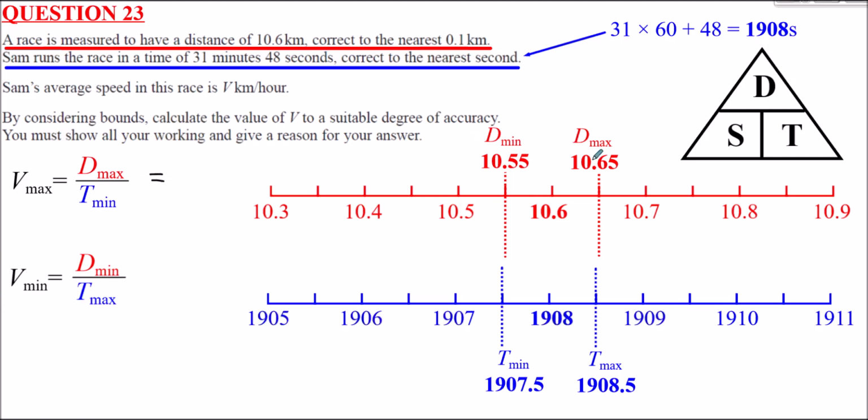So d max we've got is 10.65. So the maximum speed will be 10.65 divided by the shortest time. If you just apply some common sense, that would make more sense. The fastest person will be able to go the furthest in the shortest time. So maximize the distance, shorten the time. So divide that by 1,907.5, in other words, t min, and let's see what we get for that.